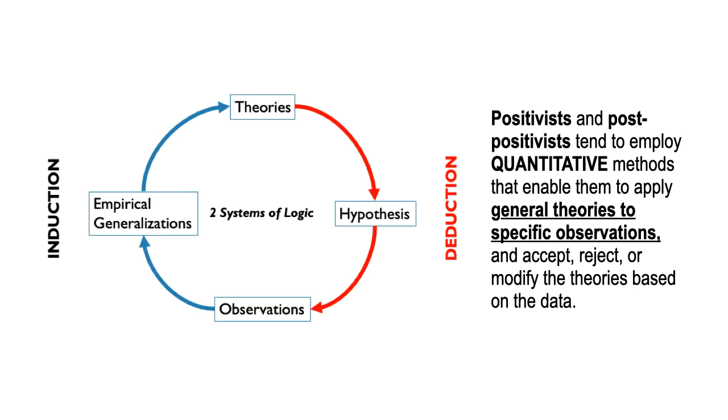Positivists and post-positivists tend to employ quantitative methods that enable them to apply general theories to specific observations, and accept, reject, or modify the theories based on the data. This applies to much of the work in the natural sciences and in fields like psychology, which have developed many of the statistical tools and hypothesis testing techniques that we use today.